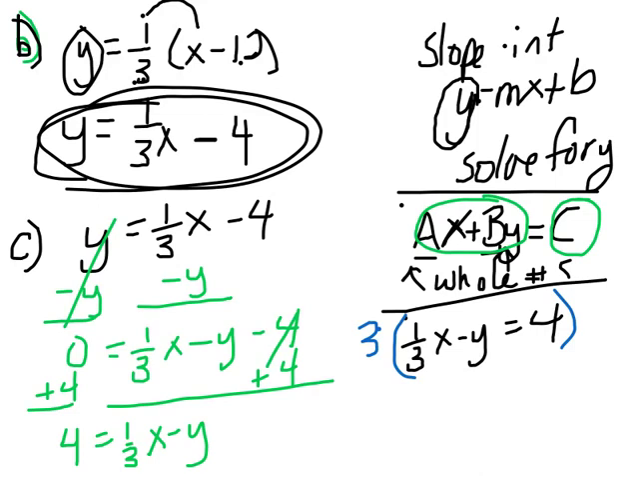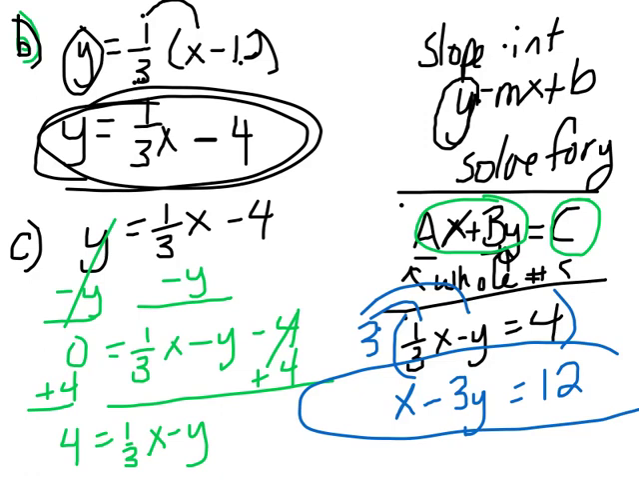1. So you'd have 1x, which lazy math guy would just write x, right? What's 3 times negative y? Wouldn't it just be minus 3y? And then 3 times 4 is 12, and there you're done.